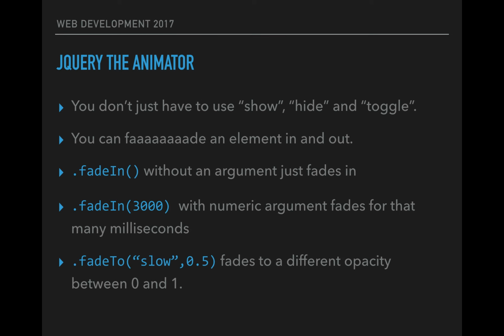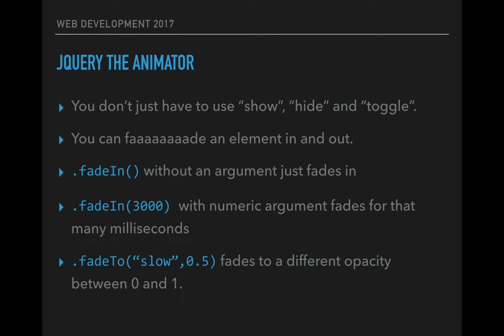Right, what else can jQuery do? jQuery is also a neat little animator. You don't just have to use show, hide, and toggle. It can also do some smarter things. You can also fade elements in and out. So there are a number of ways you can do this. You can use fade in.